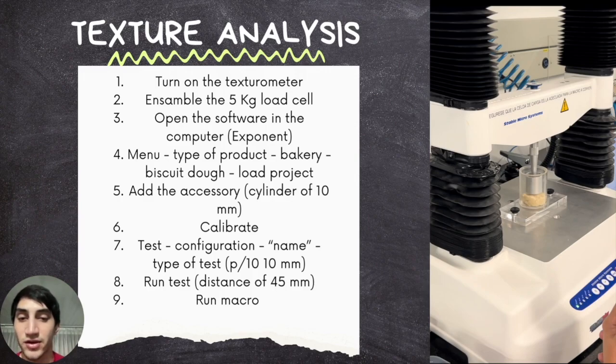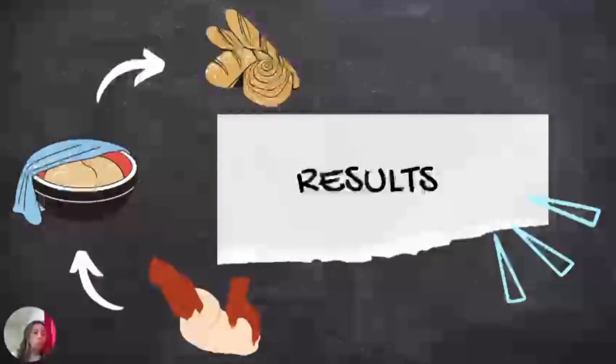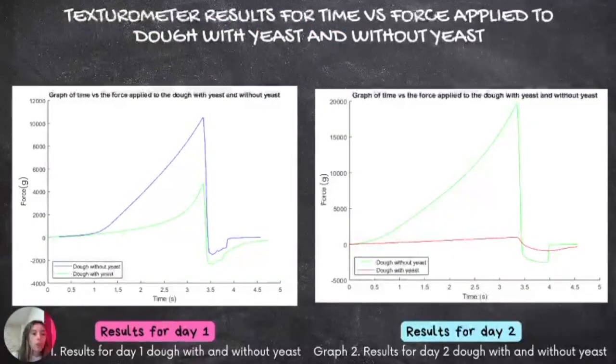Then we have to calibrate the equipment. The seventh step is to click on Test, Configuration, we name the project, and we add the type of test. Then we run the test with a distance of 45 millimeters, and finally we run the macro. Now I'm going to show you the results.